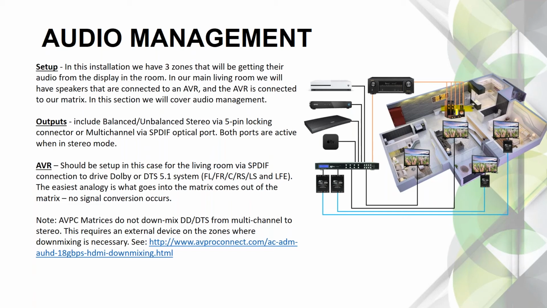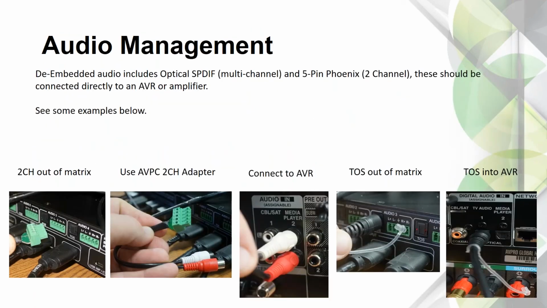So a quick look at how the connectors actually physically connect. The 5-pin, it comes with a, or it may be an accessory. I think it comes with it, but it's a 5-pin Phoenix to RCA, so you have an easy connection into your AVR. And then you have a Toslink that you can easily connect into your AVR. So that's your 2-channel and multi-channel options.